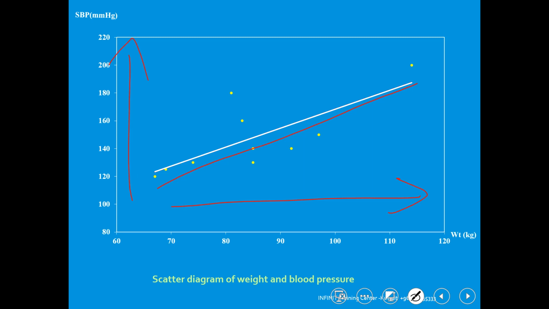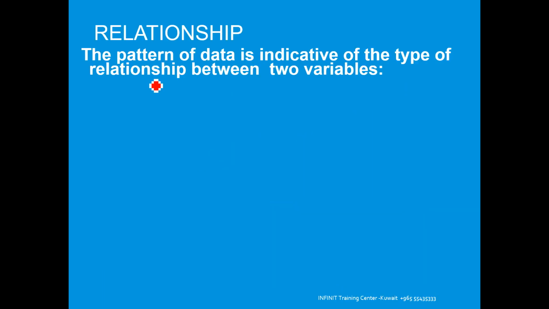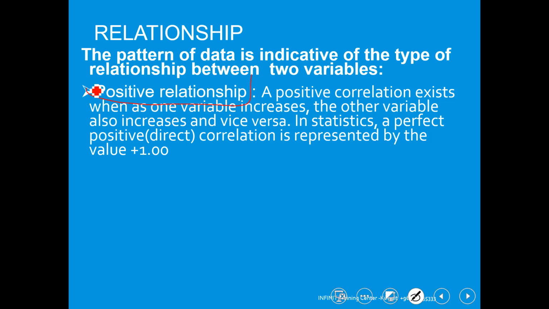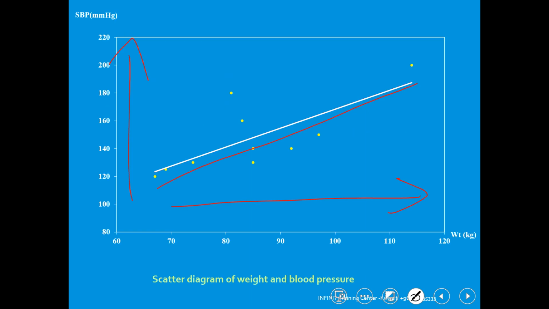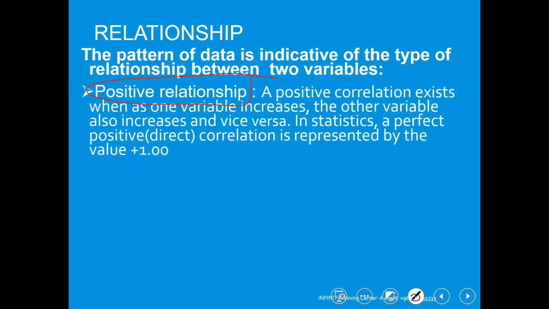What is the trend, or what is the relationship between weight and blood pressure? When the weight is increasing, the blood pressure is also increasing in most of the cases, we can say. So this way we can find out the relationship between two variables. So the relationship can be a positive relationship like you have it here. When one is increasing, the other one is also increasing, that we call a positive relationship. Or when one is decreasing, the other one is also decreasing, that we call a positive relationship.